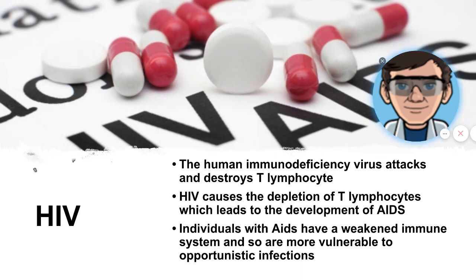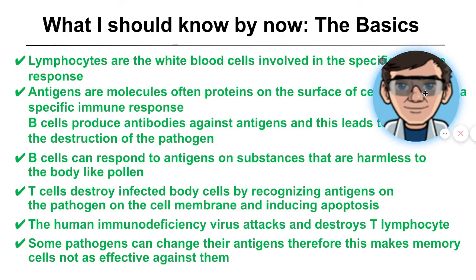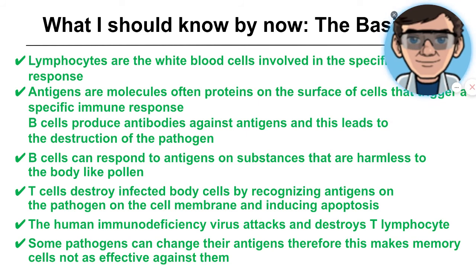And normally, if you die, it won't be the AIDS directly. It might be another infection like the flu that kills you because your immune system is so weakened. So in summary, you need to know that lymphocytes are specific because they have a specific receptor to an antigen. An antigen is any molecule that triggers an immune response. The antigens are found on the surface of the pathogens.